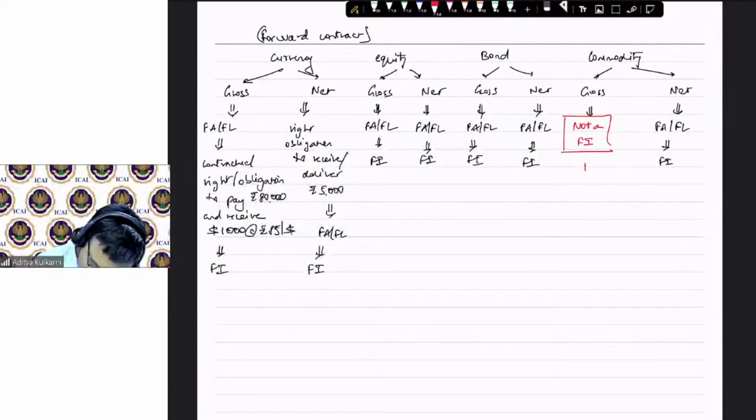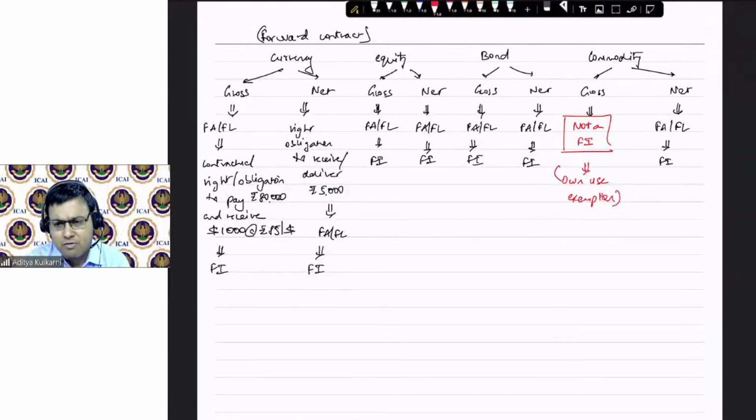These contracts, we typically call it the own use exemption. Say you have a contract for 100 tons of wheat. If you have a 100 tons of wheat contract, what are you going to do? Obviously you will sell that, right? So therefore it is for your own use.